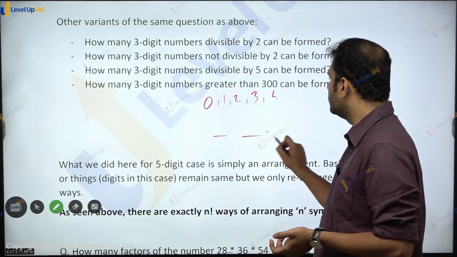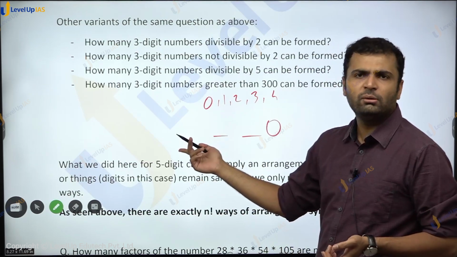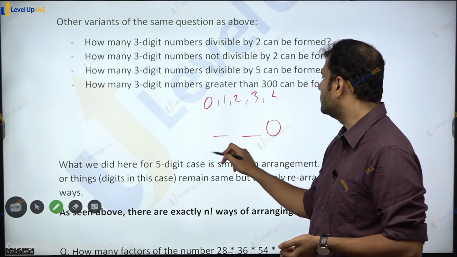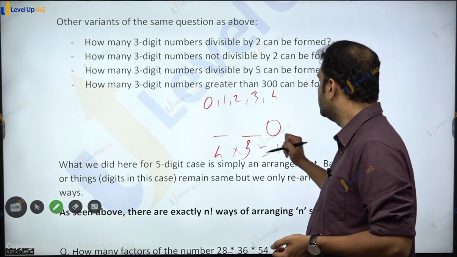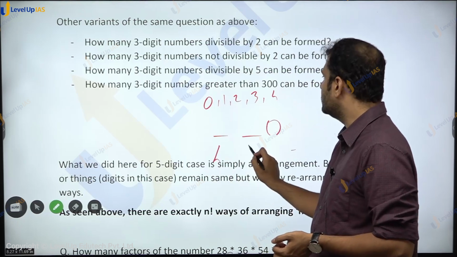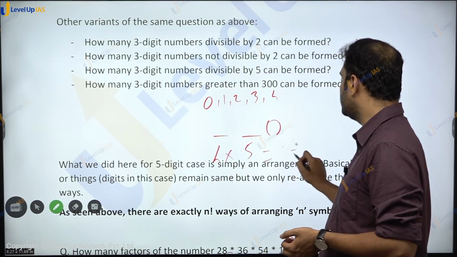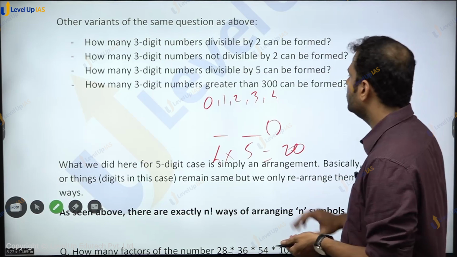Then only 0 has to come here. Then we don't have to worry about 0 there if repetition is not allowed. If repetition is not allowed, 4 choices here, 3 choices here, we have 12. If repetition is allowed, 4 choices here, 5 choices here, you have 20. I hope you are understanding this.